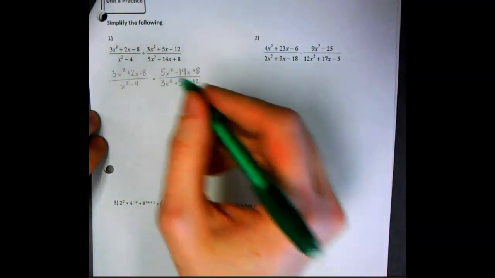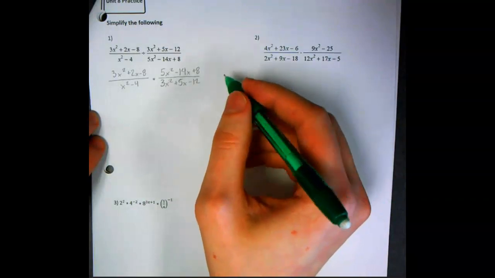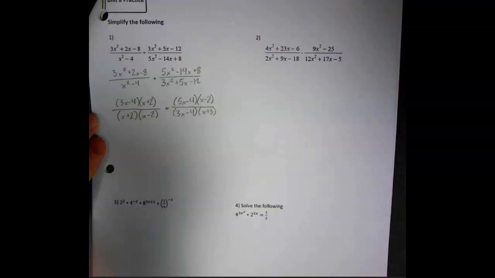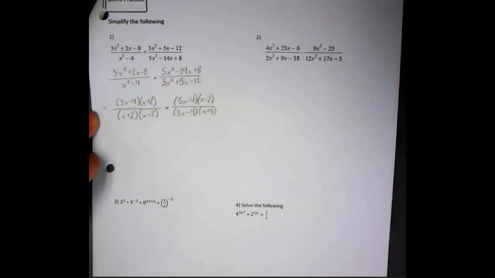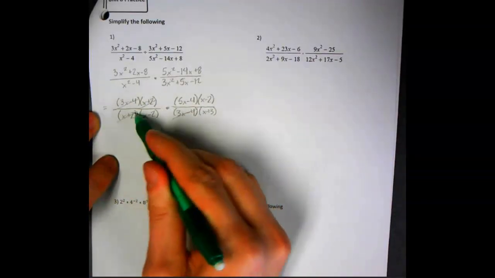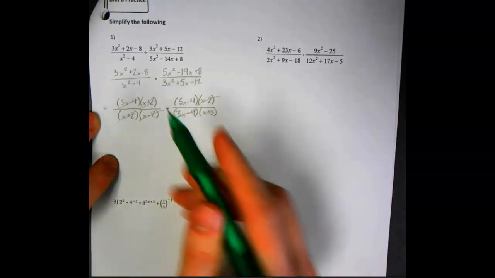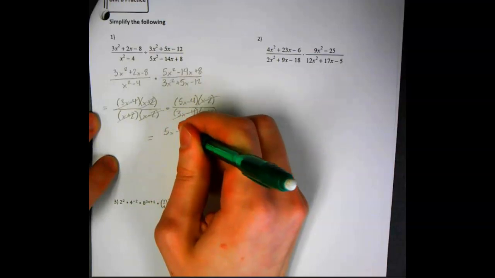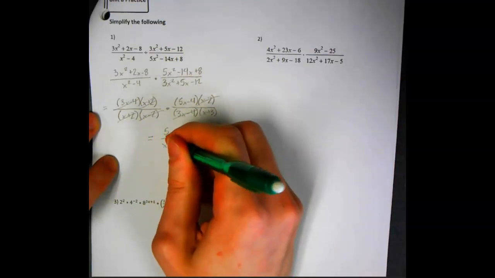Now we need to factor each of these. So when you're done factoring, it should look something like this. And now we just need to cross out whatever is on both the top and bottom. So we have 3x minus 4, we have x plus 2, we have x minus 2, and we're left with 5x minus 4 over x plus 3.